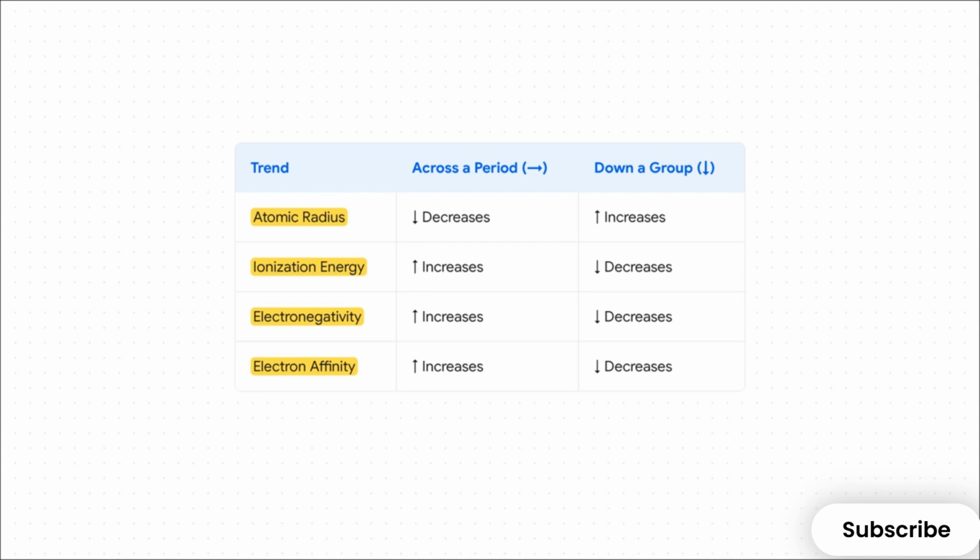Atomic radius is the odd one out. It's the rebel. The other three, ionization energy, electronegativity, and electron affinity, they all follow the same trend. They all increase to the right and decrease going down. So if you can just remember the trend for atomic size, you can figure out all the rest just by flipping it. This is your secret weapon for that last-minute revision.